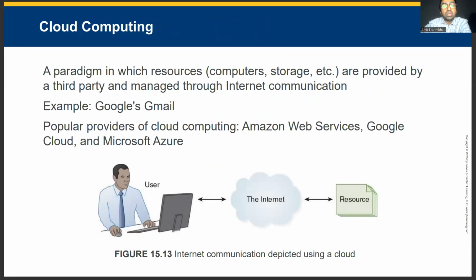In cloud computing, third-party providers supply resources like storage, servers, and software over the internet. Examples include Gmail and major cloud platforms like AWS, Azure, and Google Cloud. Cloud computing allows users to scale resources and reduce infrastructure costs.